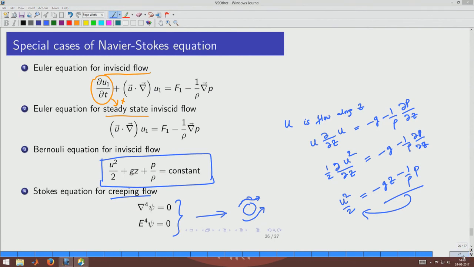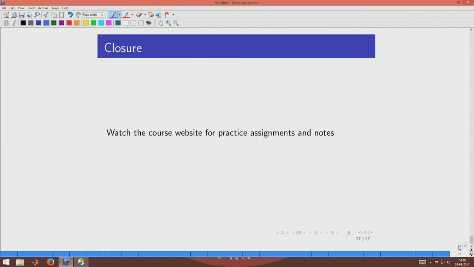So, with this we close the session, and in the course website we will put up some problems. We will take up the problems one by one in the next sessions, with the Navier Stokes equation as the starting point, and then we will integrate the terms and see how the solutions come about.